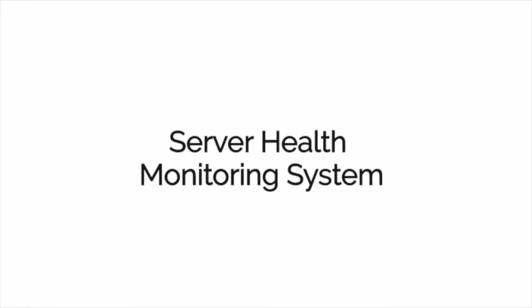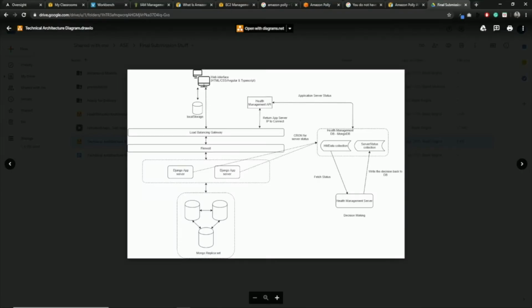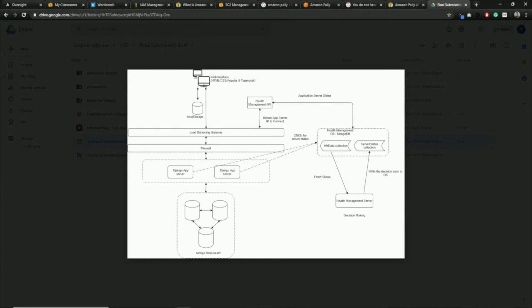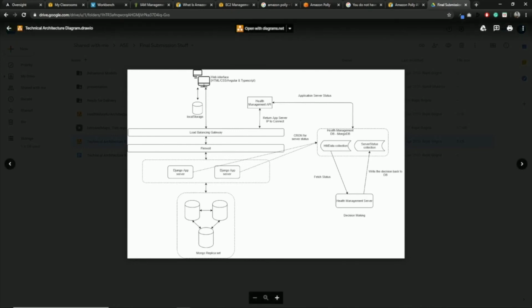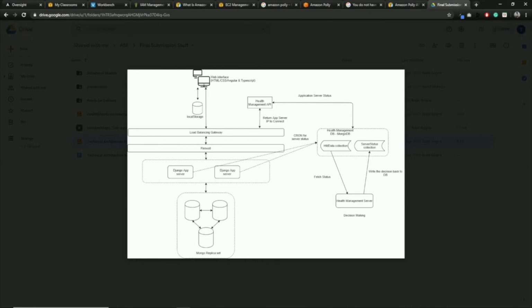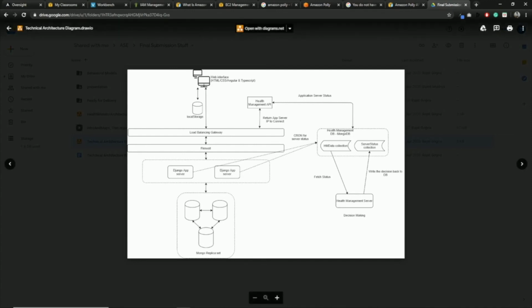This is the overall architecture diagram, of which only the health monitoring aspect will be discussed. Here we have our 2 Django app servers, which can be either separate machines or multiple Docker containers. Basically, these are 2 replica servers hosted anywhere. Both the servers send their status to our MongoDB collection, which is the HM data collection, via a cron job currently configured at 1 minute.